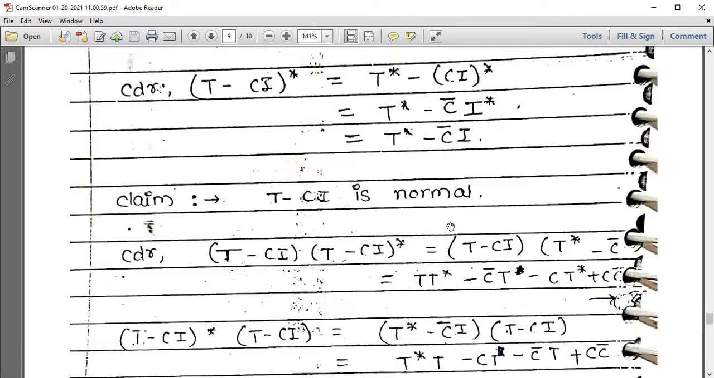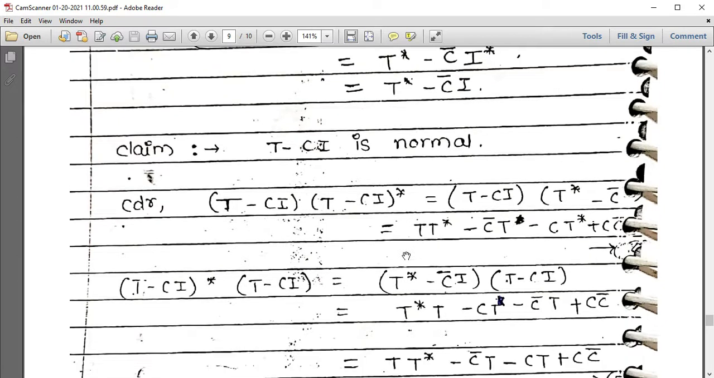Okay, now we have to claim that T minus cI is normal. For this, we have to show it is normal. So consider (T minus cI) into (T minus cI) star, which is equal to (T minus cI) into (T star minus c bar I). By doing multiplication, we get T into T star minus c bar into T minus c into T star plus c into c bar. Give it as equation number 4.